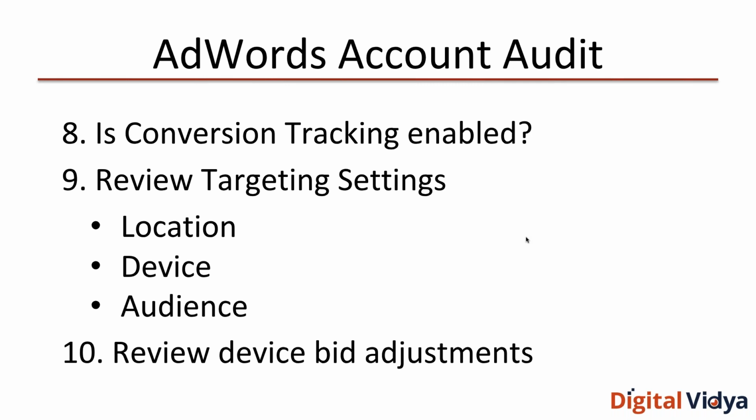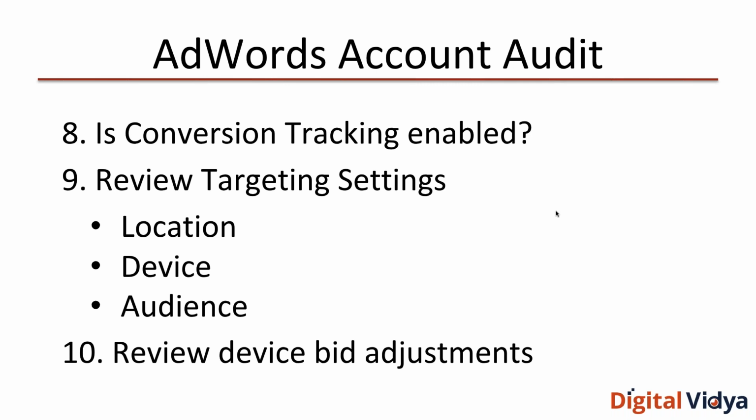Then check the overall targeting settings. When you go to the campaign settings page, you will see location. So see if the location settings are there, if device preference is there, and how they have defined their audience. Audience is applicable if they have a display campaign, otherwise it's not. Location is there for both types of campaigns.